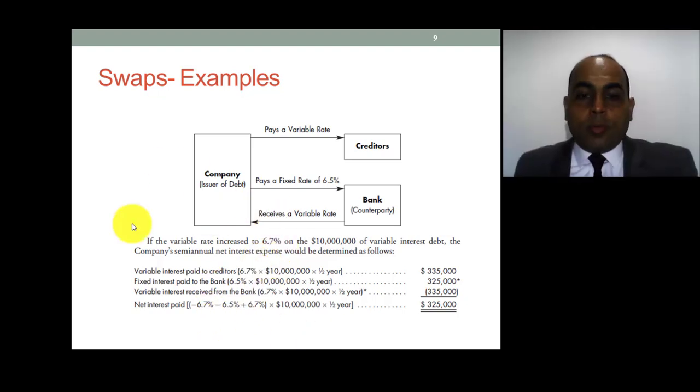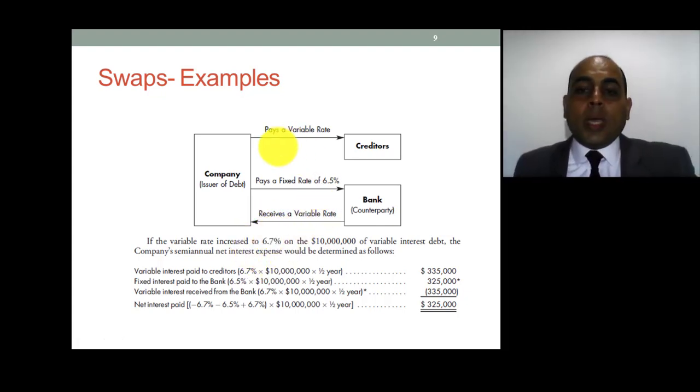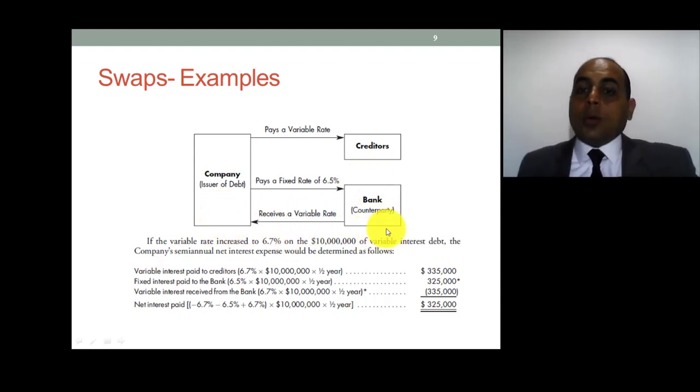So we fear what? An increase in the interest rate. So what can we do? We can enter into an interest rate swap. What's the mechanism of an interest rate swap? Here we will go to the bank as a counterparty. We will lend the bank, and we will borrow from the bank. We will lend him the amount that we borrowed at 6.7% as interest rate, and we will borrow from the bank at a fixed interest rate.